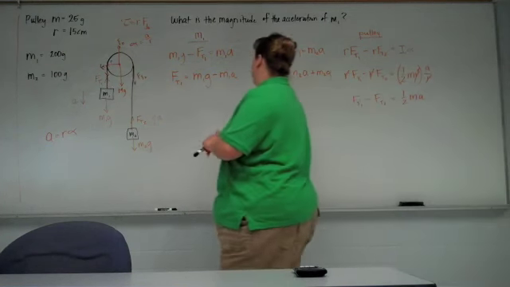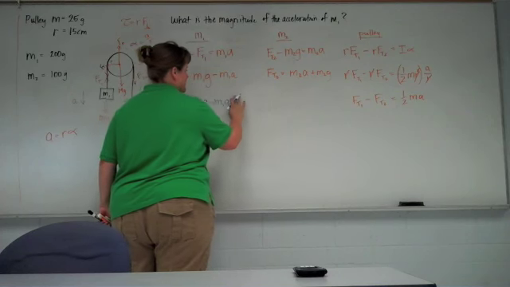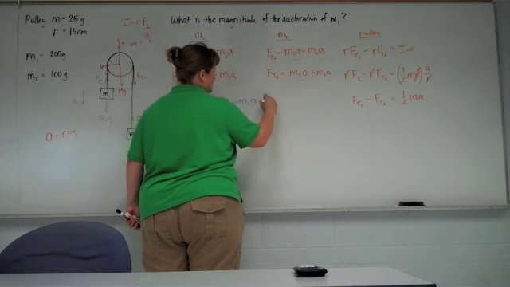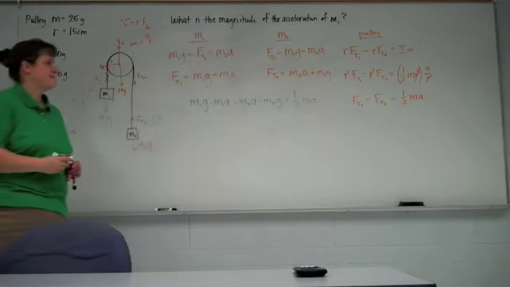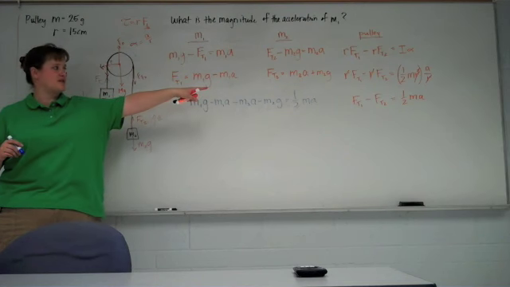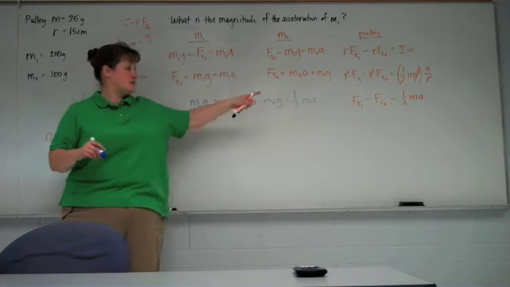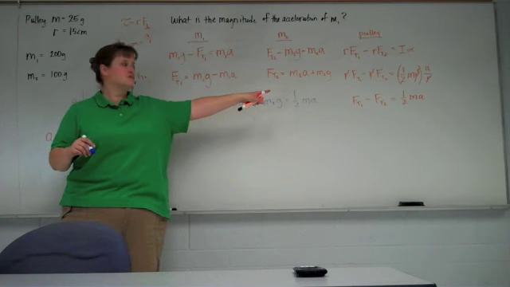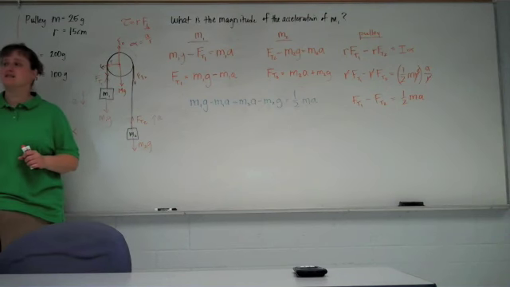So force of tension 1 minus force of tension 2. So minus M2A minus M2G equals 1/2 MA. So I've just taken force of tension 1, the M1G minus M1A, and put it in for force of tension 1. Then I took force of tension 2, the M2A plus M2G, and plugged it in for force of tension 2. And it's negative because the equation had minus force of tension 2. And that all equals 1/2 MA. A is the same.